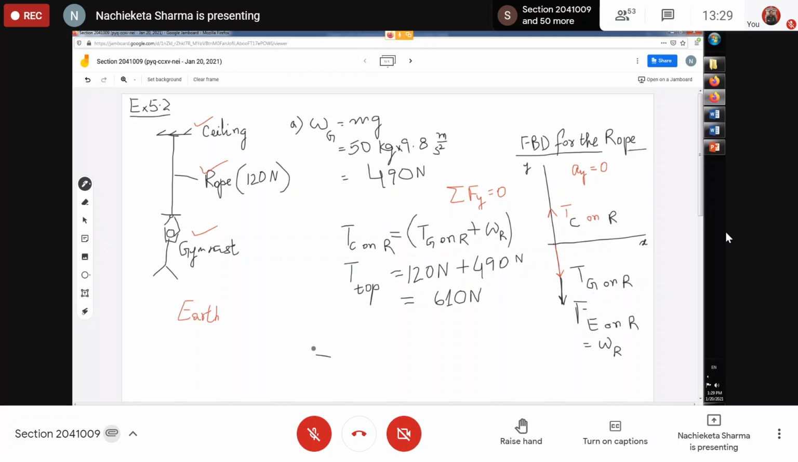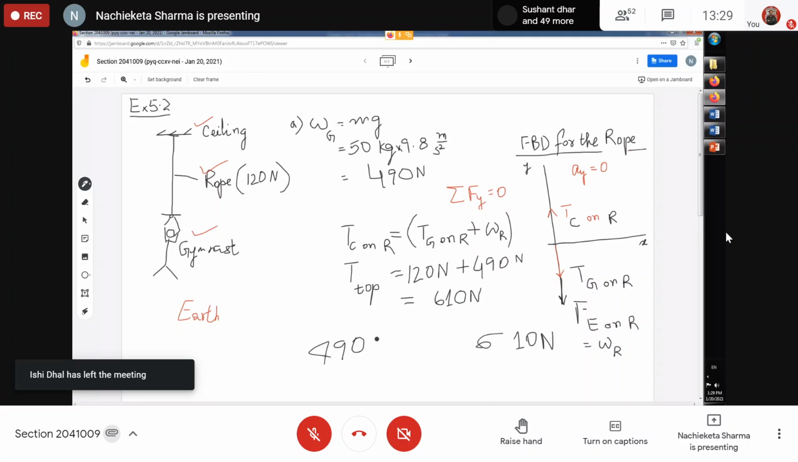So it starts with 490 Newton at the lowest point, and at the topmost point it has 610 Newton. So the rope has different tensions at different points when the rope has uniform mass throughout its length. But when the rope does not have any mass, then the tension throughout the length of the rope is the same. Okay, is it clear? So this is example 5.1 and example 5.2.